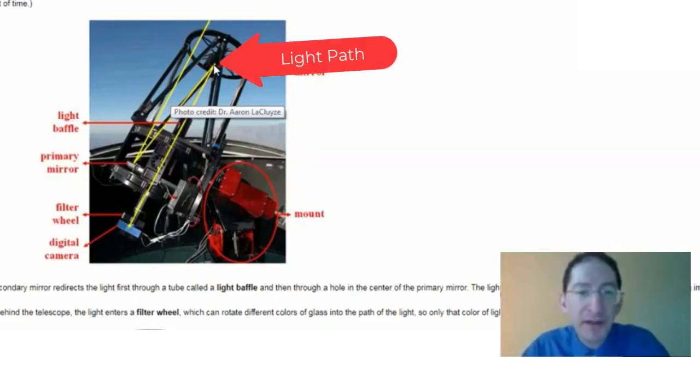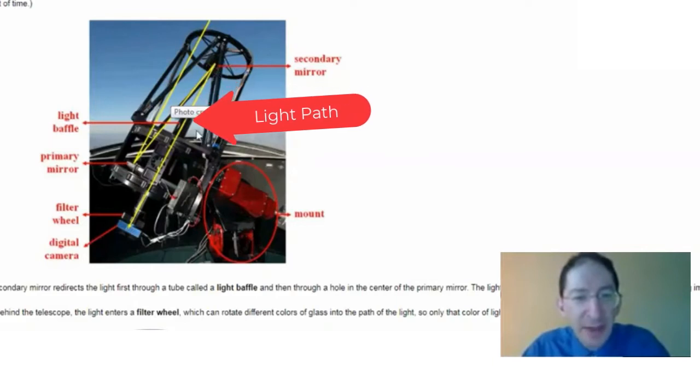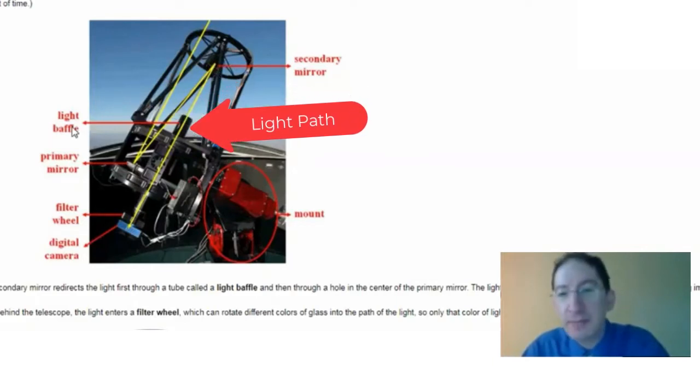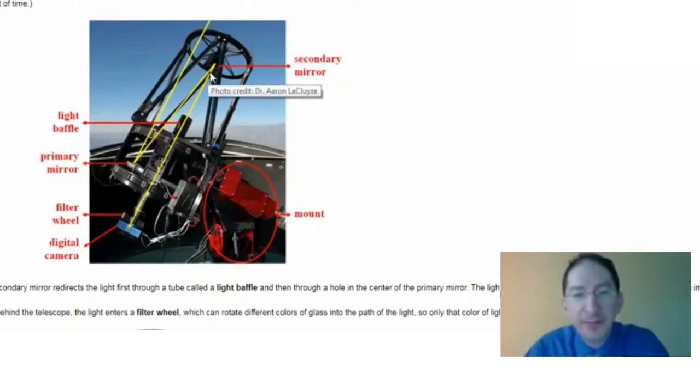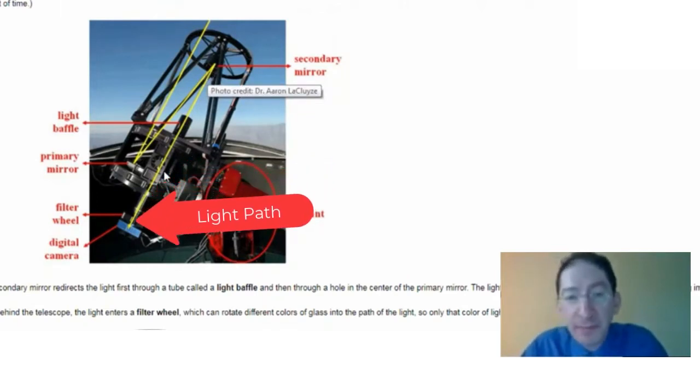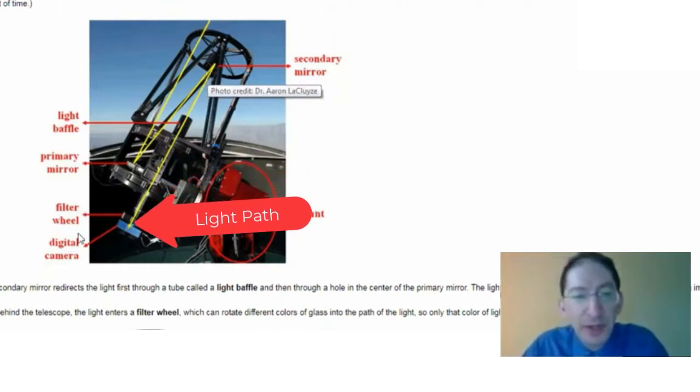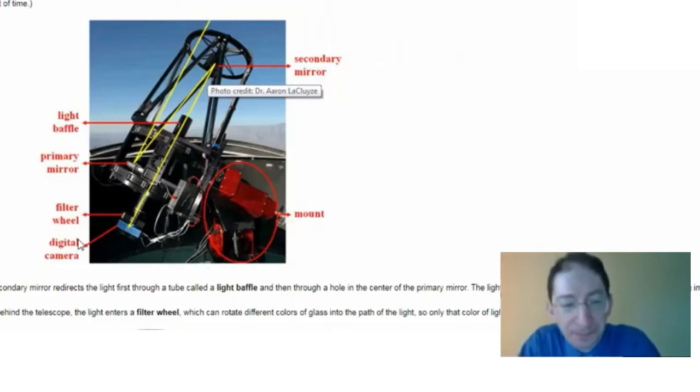The light bounces off the secondary and then comes down through this tube called a light baffle. That prevents stray light, maybe from other buildings or maybe from the moon being up in the sky, from getting into the camera. It restricts it to just the astronomical light that you're looking at. It comes down the light baffle, through a hole in the primary mirror, and down to the filter wheel and digital camera.